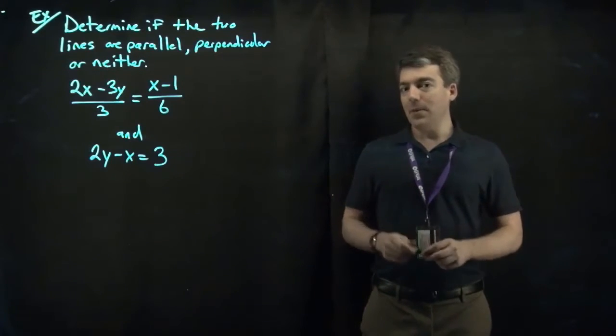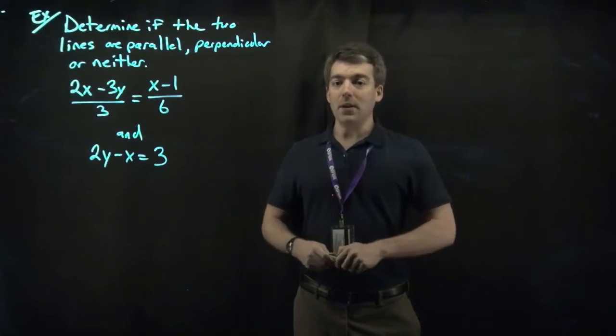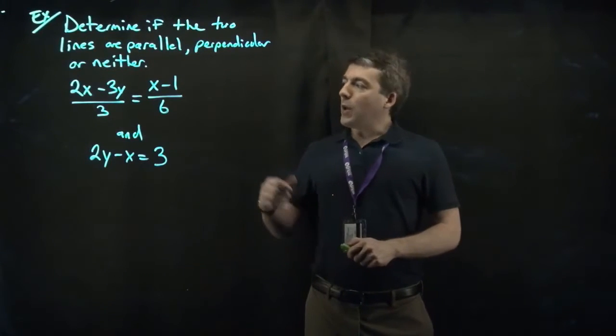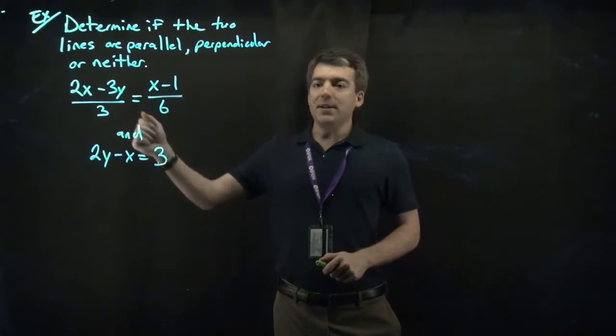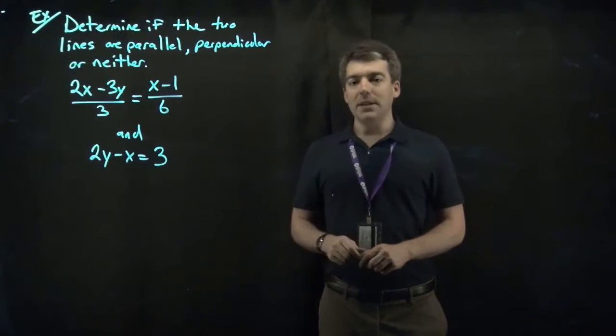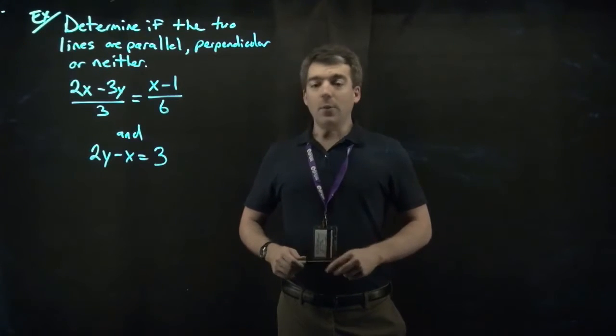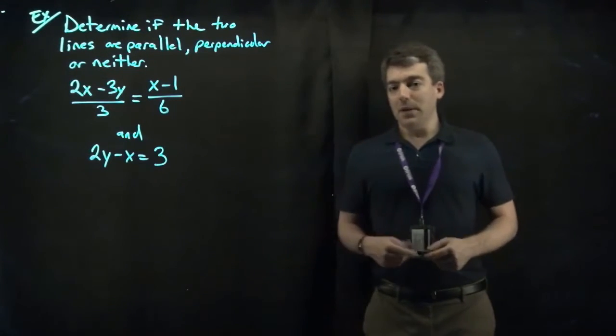Let's do another example dealing with determining whether two lines are parallel, perpendicular, or neither. Here we have (2x - 3y)/3 = (x - 1)/6, and the line 2y - x = 3. The procedure will be the same.